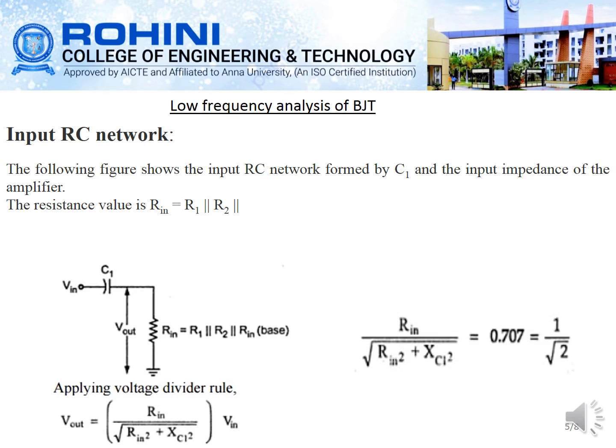The following figure shows the input RC network formed by C1 and the input impedance of the amplifier. Here you can find the resistance value, that is Rin is equal to R1 parallel R2 parallel Rin. Applying the voltage divider rule, Vout is equal to Rin divided by root of Rin square plus XC1 square into V1. At the cutoff, Rin divided by root of Rin square plus XC1 square equals 0.707, which is nothing but 1 divided by root 2.